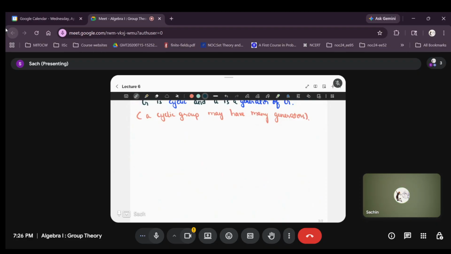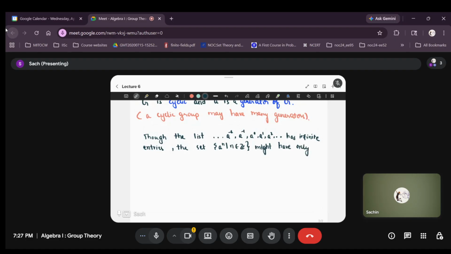I'll give examples. If it is finite, though the list has infinite powers of A, if you take it as a set, then many powers might be identical, and you might only have finitely many elements.